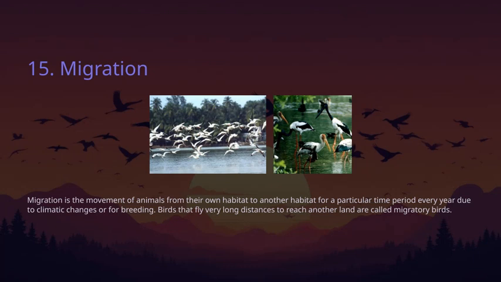of our planet. Migration is the movement of animals from their own habitat to another habitat for a specific period each year. This usually happens because of climatic changes or for breeding purposes. It's a fascinating behavior that helps animals survive and reproduce successfully. When we talk about birds, those that travel very long distances to reach different lands are called migratory birds. These journeys can be quite remarkable, often covering thousands of kilometers. Migration highlights how animals adapt to environmental changes and seasonal cycles. It's a key part of understanding animal behavior and ecology, fitting into the larger theme of how wildlife copes with the natural world around them.